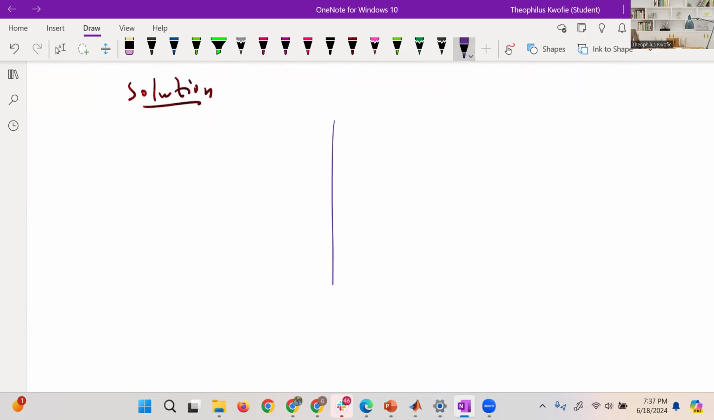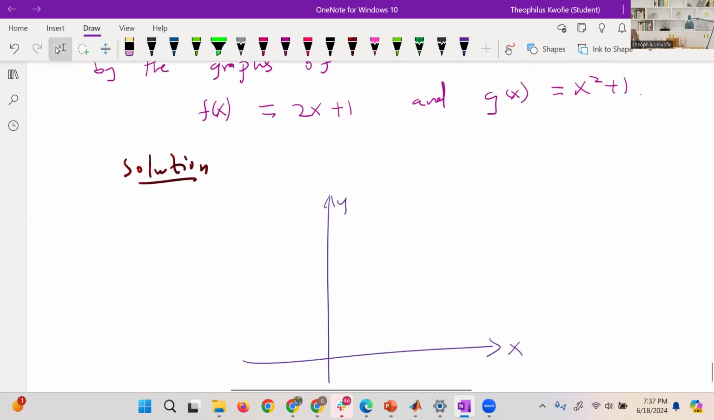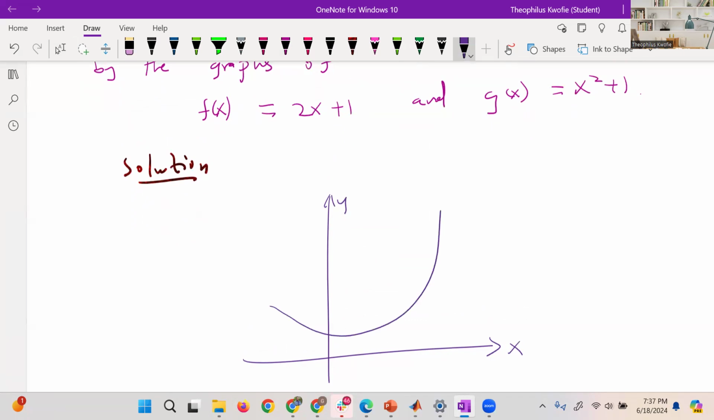So the graph of this, in the xy plane. We claim that the graph of g would pass through 1. So we have the graph of g to be this. Okay, so this is our graph of g. It will pass through 1, which means at this point we're going to have 0 and 1. And then we see that the graph of f would also pass through 1.